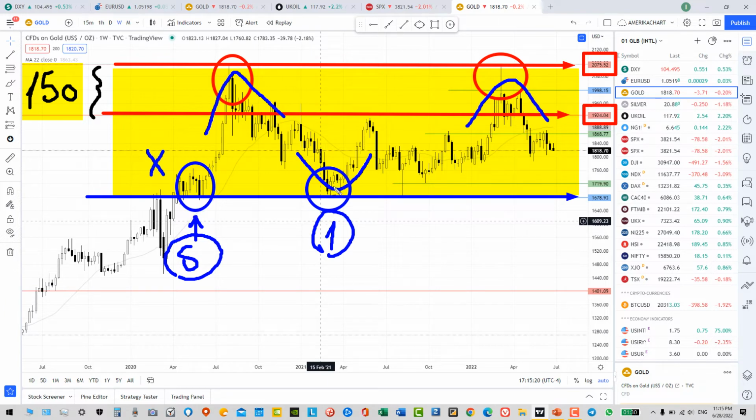But here we do have a fully formed support. So this is a trading range in formation. It is not confirmed yet. We need to form another bottom here around the horizontal weekly support at 1678.